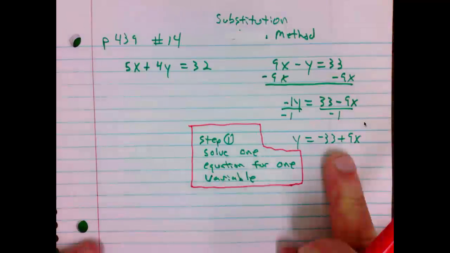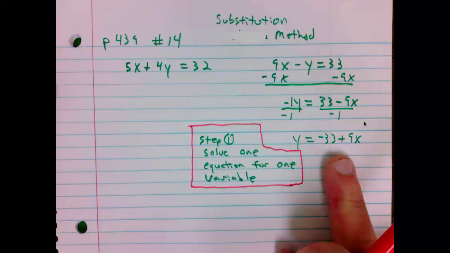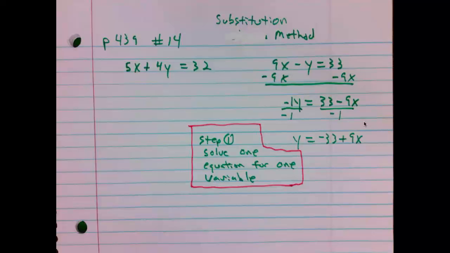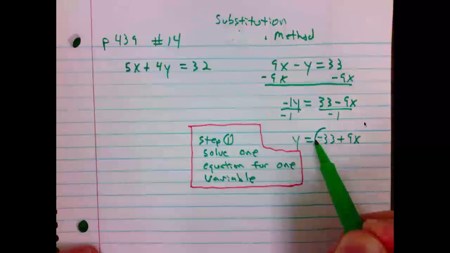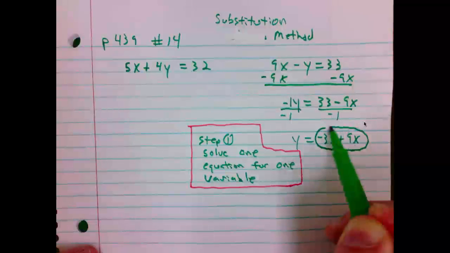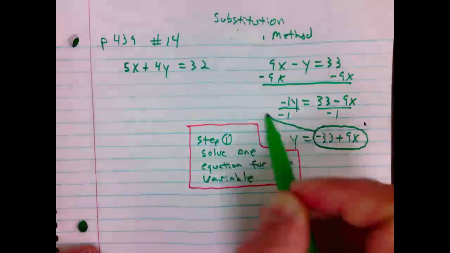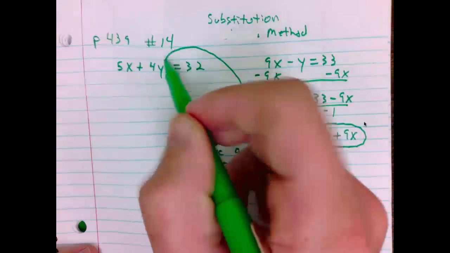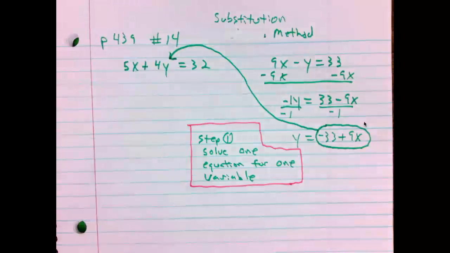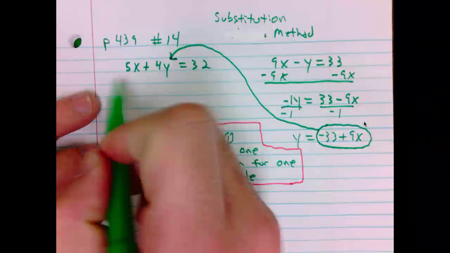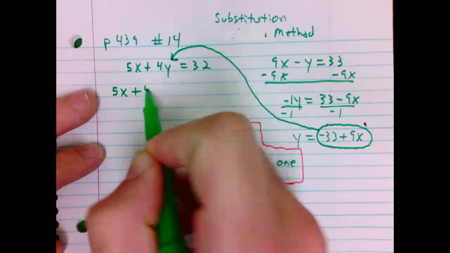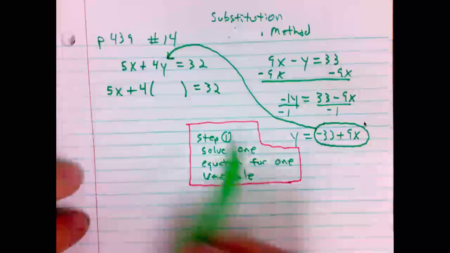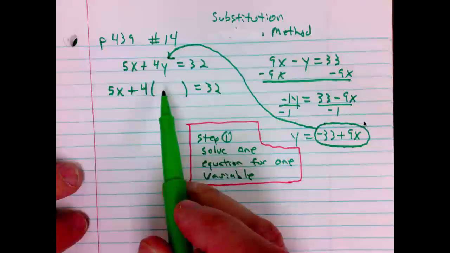Alright. Step 2, substitute that result into the other equation. So we know that y is equal to negative 33 plus 9x. I'm going to take this fact that y is equal to negative 33 plus 9x, and I'm going to substitute it in place of y in the other equation. So now this new equation becomes 5x plus 4, but instead of y, I'm just going to leave a parentheses here, equals 32.